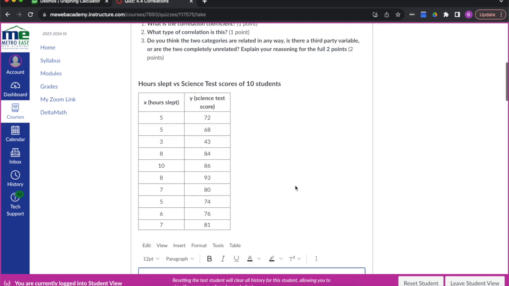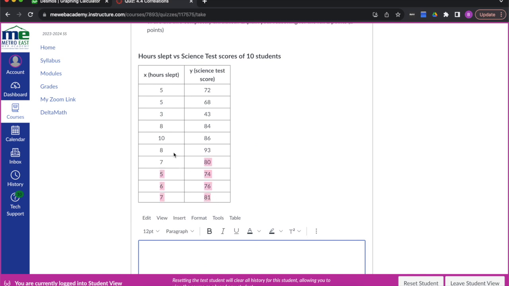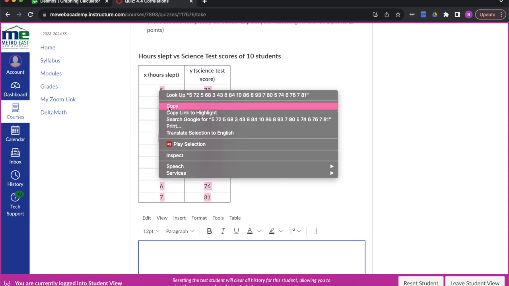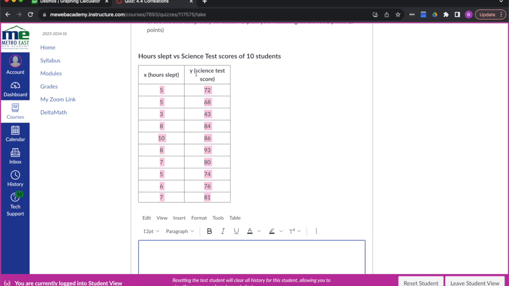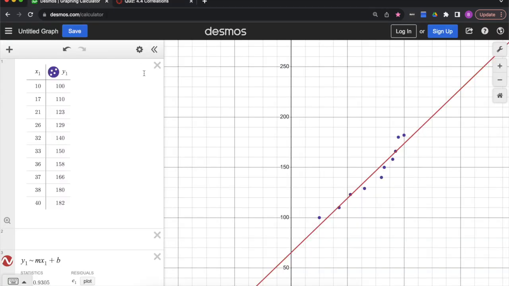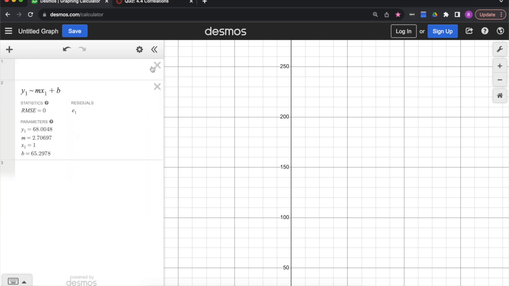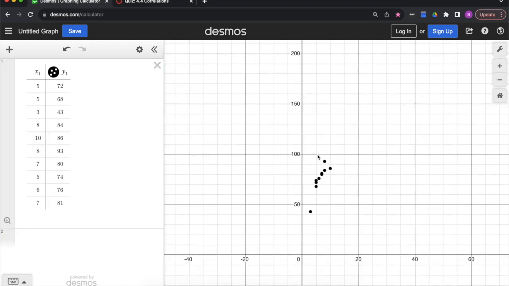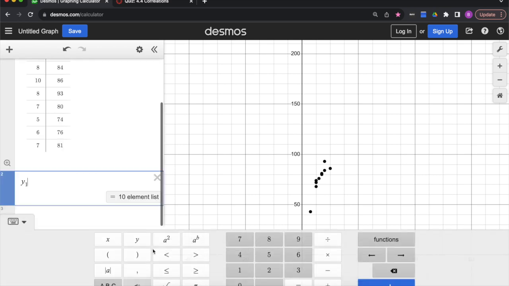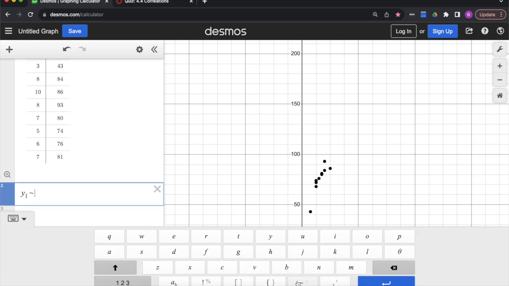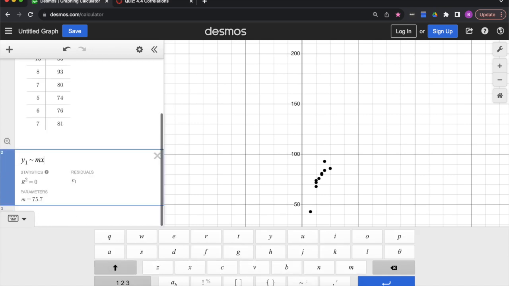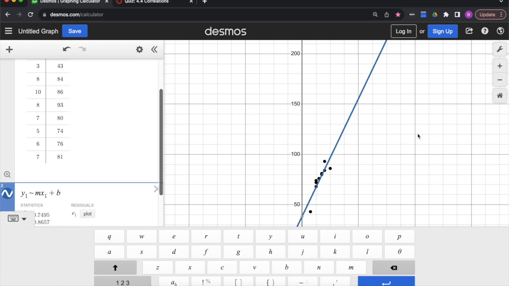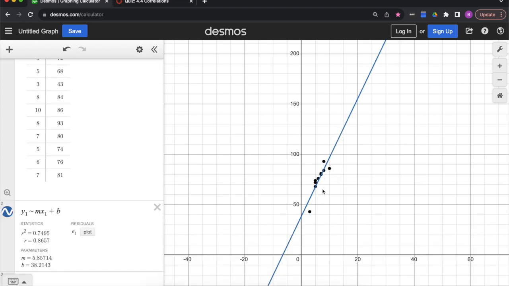So what you're going to do is take the data. We're just going to copy the data. The number of hours slept is the X variable and the score on the test is the Y variable. I think it's best to just delete everything and start over so you know you're connecting it to the right table. So we're just going to paste it, and you can see right there. We're going to do the same thing. We're going to do Y1, and then put that approximation sign, X1, MX1 plus B, and now it draws the line of best fit through here.